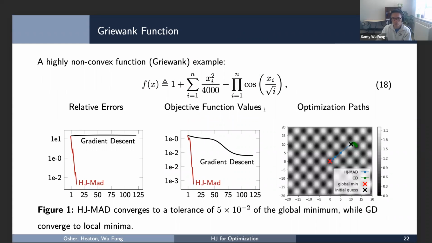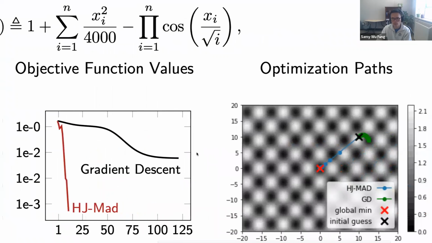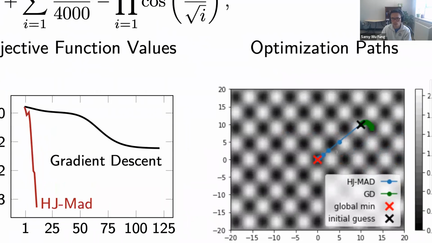Let me just zoom in on the right side here. The global minimum is in the middle here in red. The initial point is the black X over here. If I perform gradient descent, I converge to the nearest local minimum. If I use our proposed approach with the Hamilton-Jacobi based gradient of the Moreau envelope, we can converge to the global minimum.